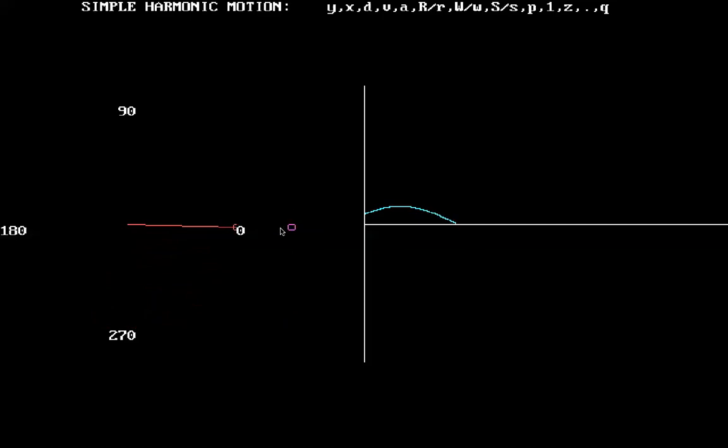At the equilibrium position, there's no force, so there's no acceleration. At the maximum displacement, we have a negative acceleration. That's because the net force is down. We can see all three graphs at the same time.